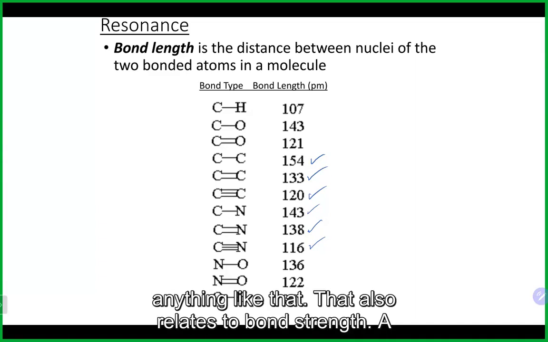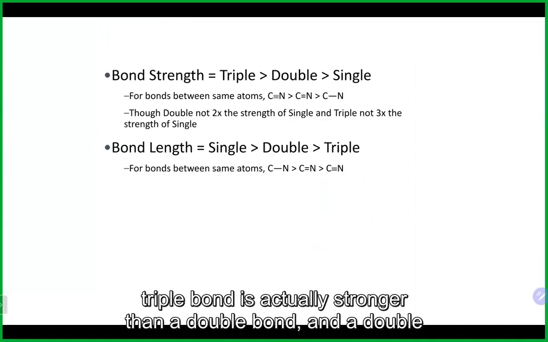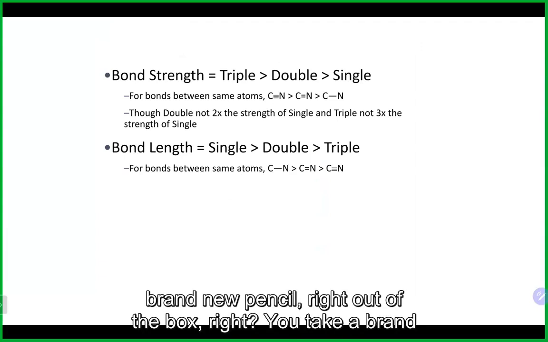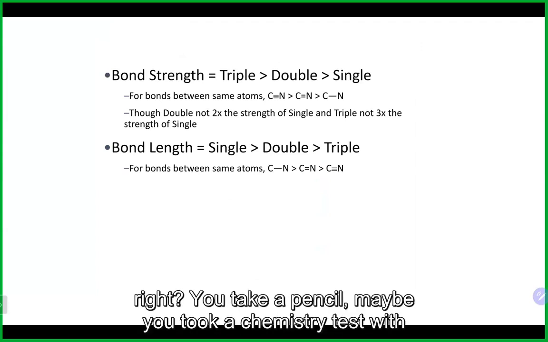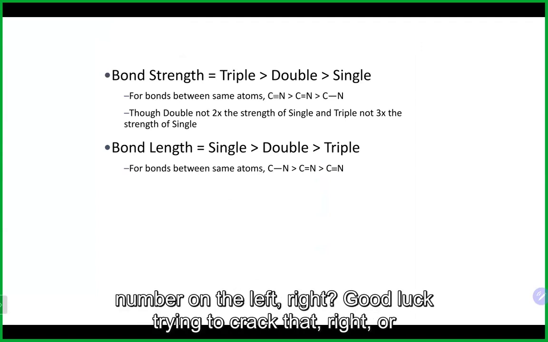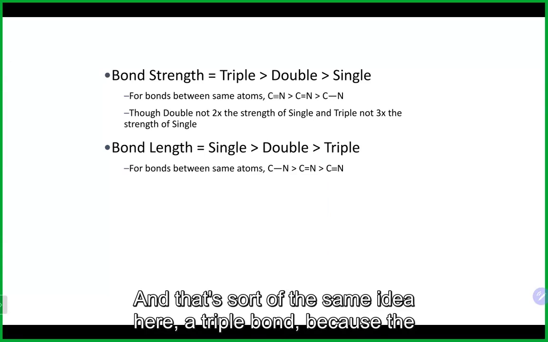That also relates to bond strength. A triple bond is actually stronger than a double bond, and a double bond is stronger than a single bond. I think of it like a brand new pencil right out of the box, right? You take a brand new pencil, nice and long, you can snap that thing, no problem, right? You take a pencil, maybe you took a chemistry test with, you got just an eraser and a small little nubbin left, right? Good luck trying to crack that, or break it in half. Everything's just too close to each other. And that's the same idea here.